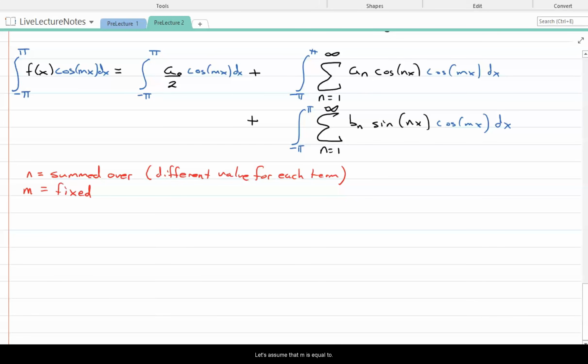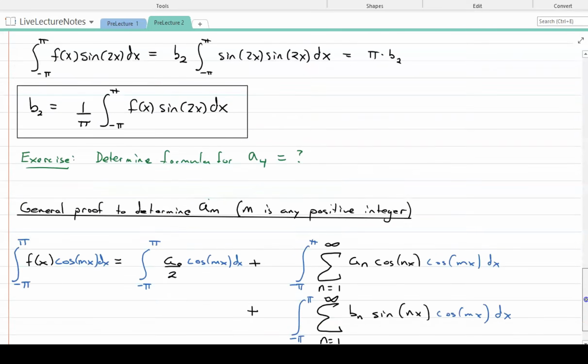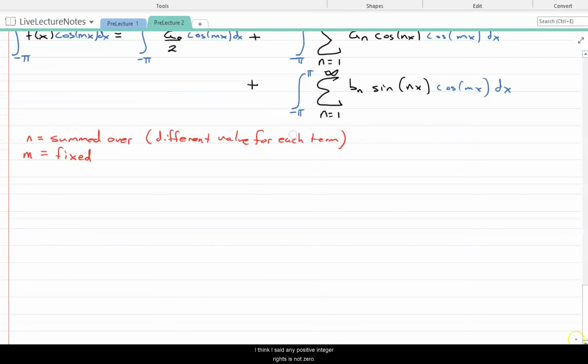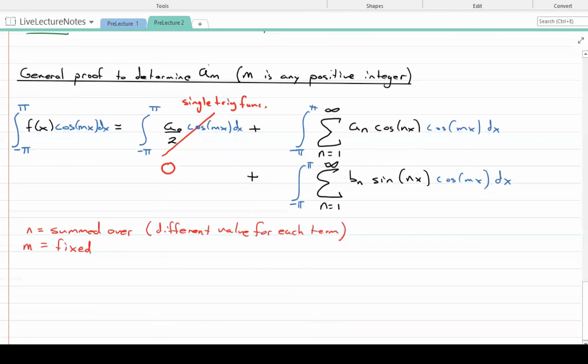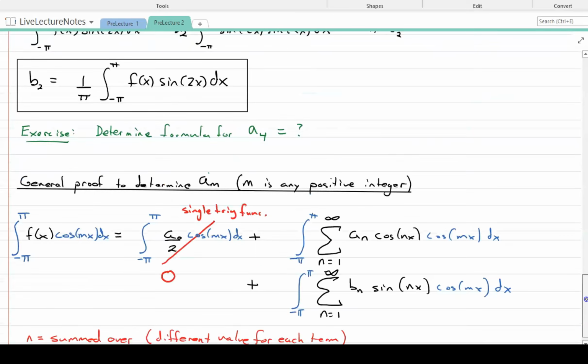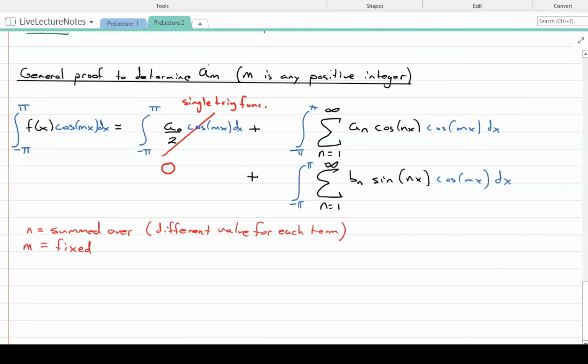Okay, let's assume that m is any positive integer, so m is not 0. If m is not 0, this first term is 0, because it's an integral of a single trig function over a period. So that's 0. Now let's think about these terms here. First thing I'm going to do is interchange the sums and the integrals, all right? The integral of the sum is equal to the sum of the integrals. So let me interchange the sum and the integrals, and I will rewrite this whole thing.